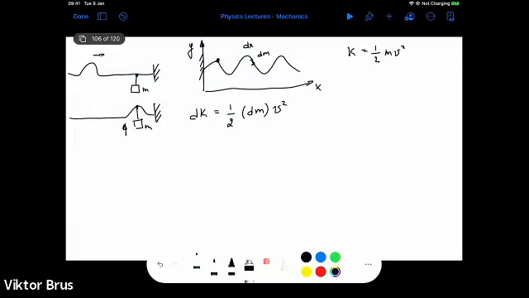So let us first define what dm will be. dm is the product of the already mentioned linear density mu and the length of this element dx.